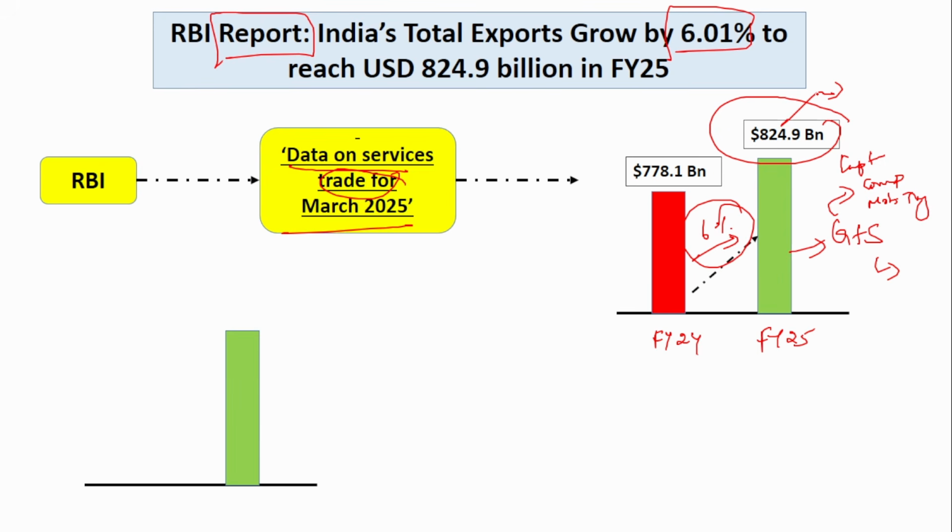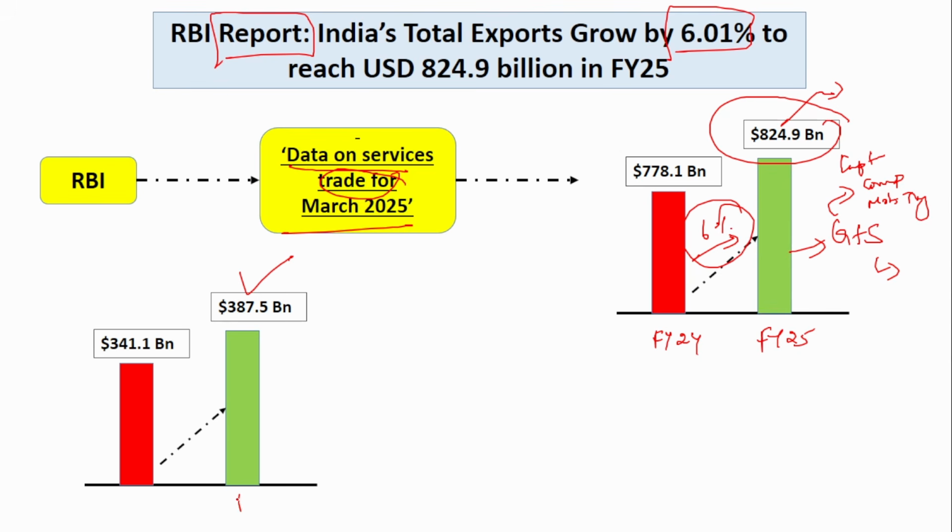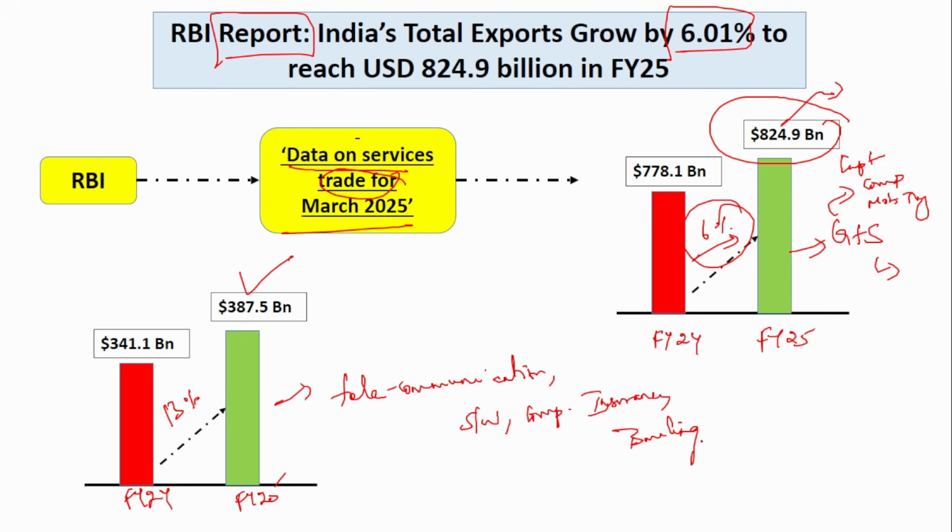And if you see only the services part, it is 387 billion compared to the previous year. This is financial year 25 data and this is financial year 24 data. So compared to the previous year, we have grown by 13% in services. Overall 6%, services part alone we have grown by 13%, and the major contributing services for the growth, if you see, are telecommunication, the software services, the computer services, the insurance, banking. So these all played a vital role for the services export to grow at 13%.